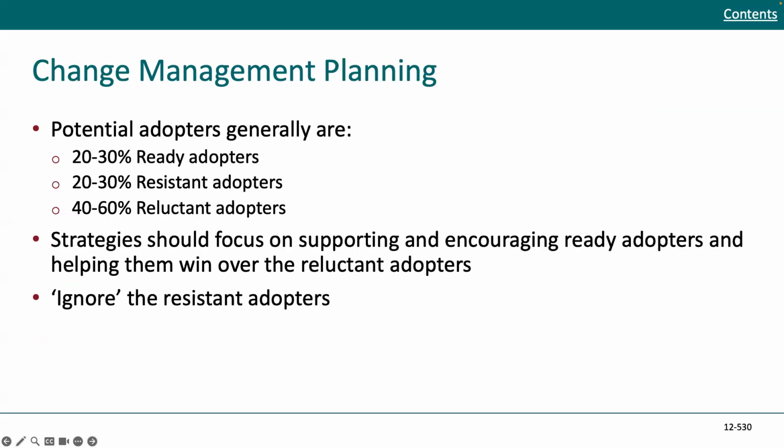In terms of change management planning, potential adopters generally are 20 to 30% ready adopters, 20 to 30% resistant adopters, and 40 to 60% reluctant adopters. Strategies should focus on the supporters and encourage ready adopters, helping them win over the reluctant adopters. Quote, ignore the resistant adopters. You want to just think about each of these categories and come up with a plan for how you want to go forward with that. And this gives us a potential strategy for that.